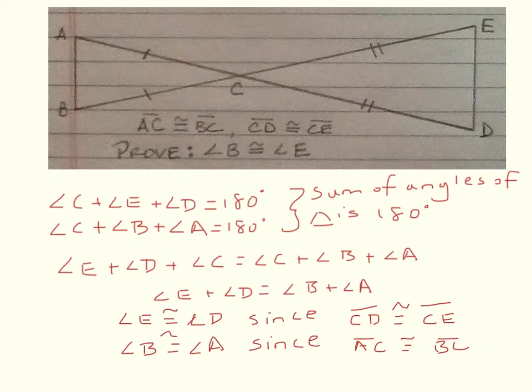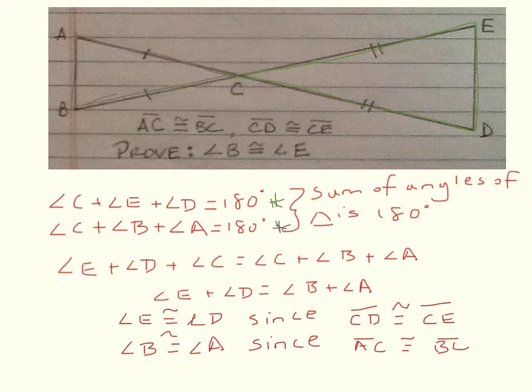Okay, since we know that the sum of the angles of any triangle is 180 degrees, we can add up the angles of this triangle, angle C, angle E, and angle D, and get 180. It's this right here. We can also add up the angles of this triangle, C, B, and A, and get 180.